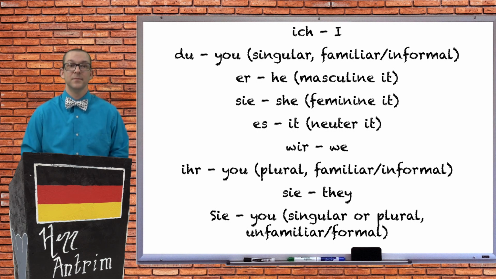Ich means I. Du is you singular familiar or informal. Er means he or the masculine it. Sie means she or the feminine it. Es is it and is neuter. Wir means we. Ihr is you, but this time plural and familiar or informal. Sie means they. And the last sie means you, which is singular or plural, and it's unfamiliar or formal.